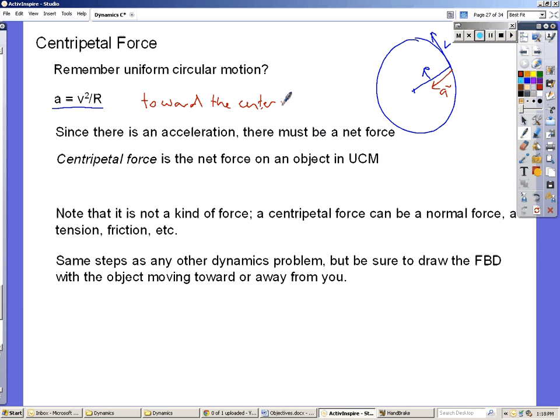But really, centripetal force is the term we use, but I'm going to try not to use it anymore in this class. What we really mean is the net force for an object that happens to be going in a circle. So it's not a kind of force like a normal force, tension, or friction. It's just another word for net force in a particular situation. And so when you work problems involving forces and things going in circles, it's really just like any other dynamics problem. The key thing is make sure you draw the free body diagram in such a way that the acceleration is not pointing toward you or away from you.